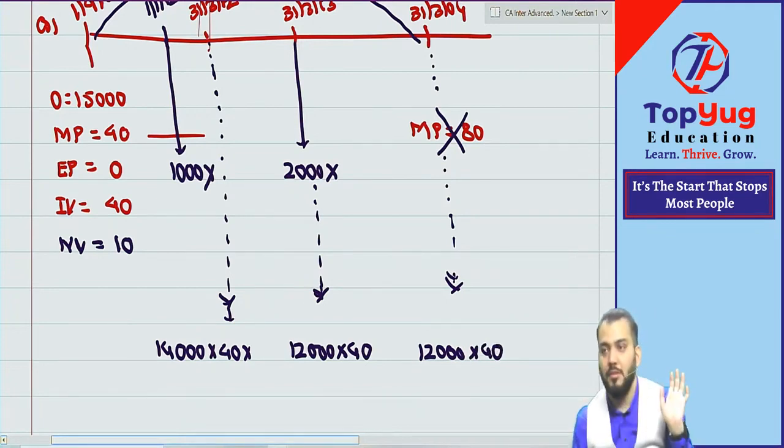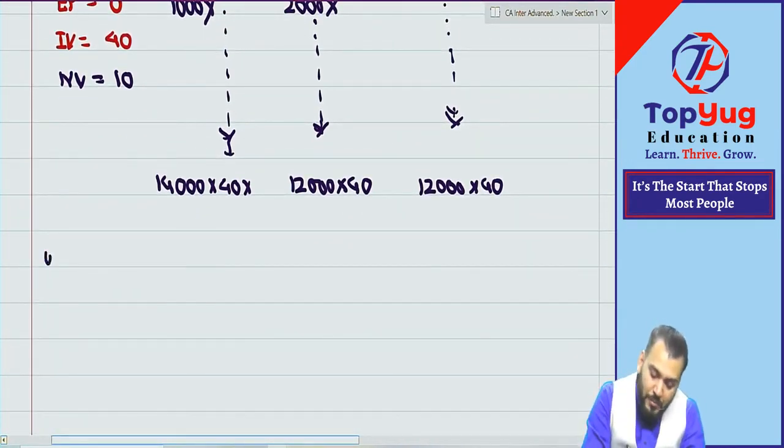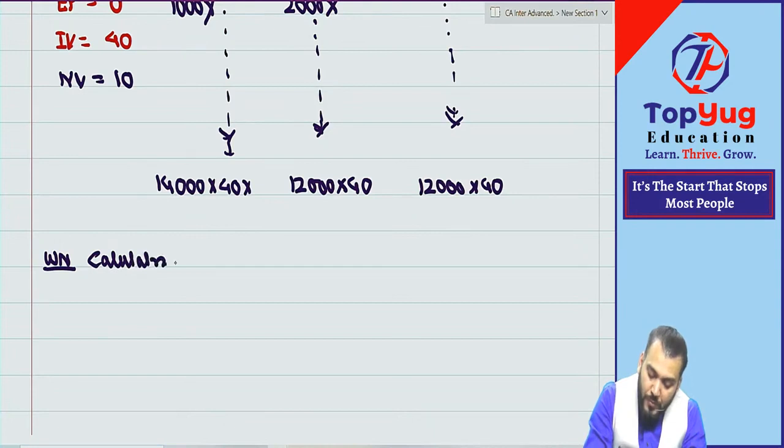Simple. Can we do the solution? Yes sir. Any doubt? Write down the calculation of expense to be recognized. This working note is very important.